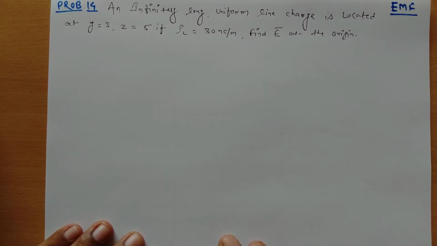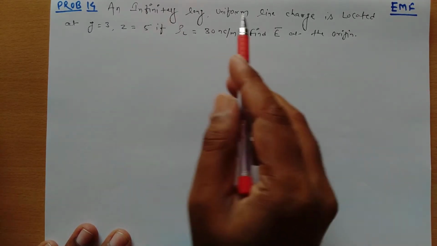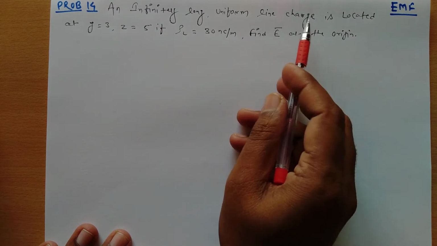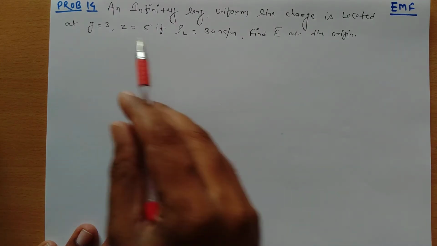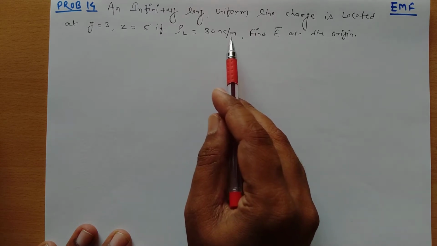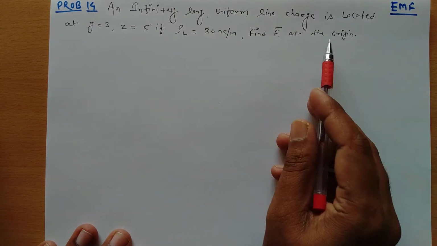Hello everyone. Now we'll take problem number 14 in the EMF. An infinitely long uniform line charge is located at y equal to 3, z equal to 5. If rho L is equal to 30 nanocoulombs per meter, find the electric field intensity at the origin.